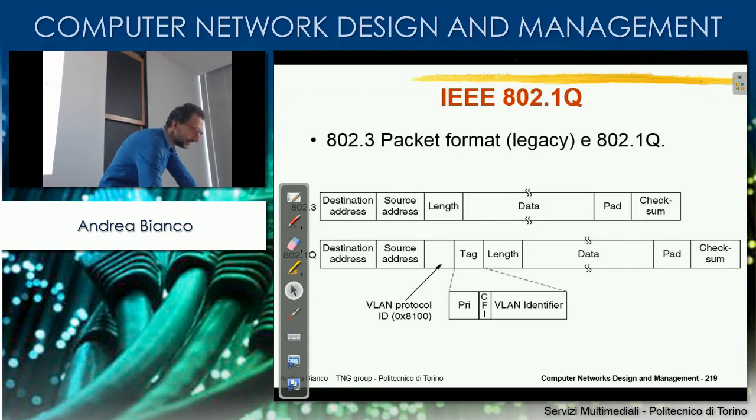In the tag, there is this VLAN ID, and there is also this priority field that we will revise later to understand which are the features in terms of quality that are provided in this type of network. Okay?